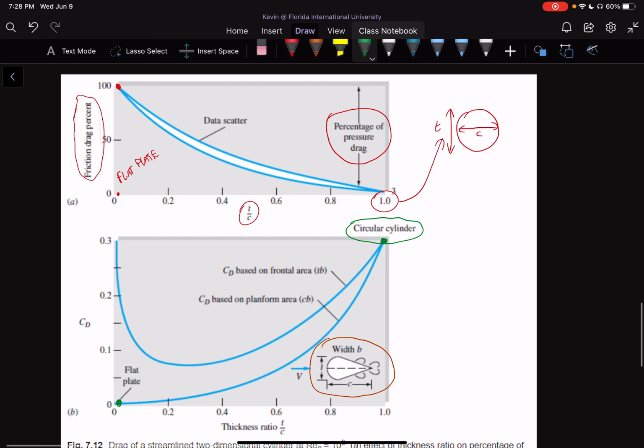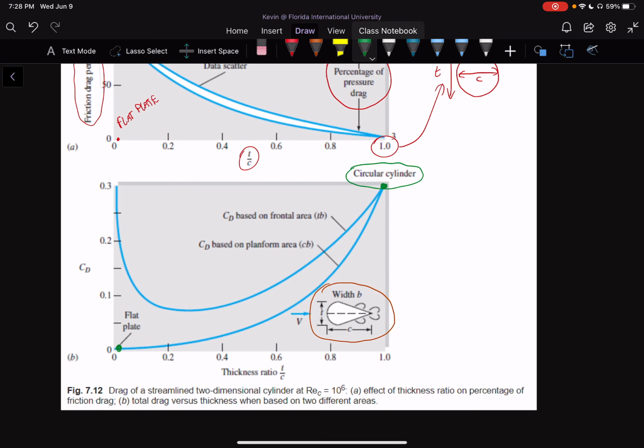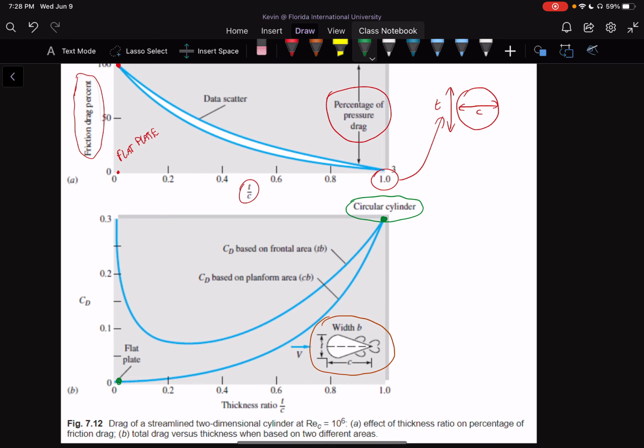Now, on this second graph, we're shown our CD versus the thickness ratio. So we can see that the CD at the very start for a flat plate is going to be very, very low. Now, we see that there's two different ways to measure CD. So CD can be either measured by planform area or by frontal area. And we're usually going to use planform area for the part here to the left, and we can even use it up to essentially here.